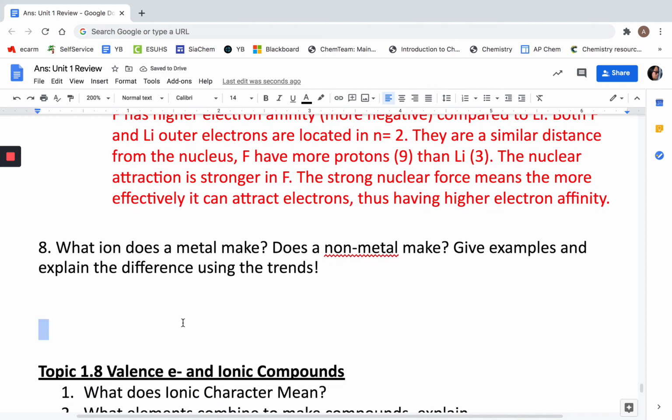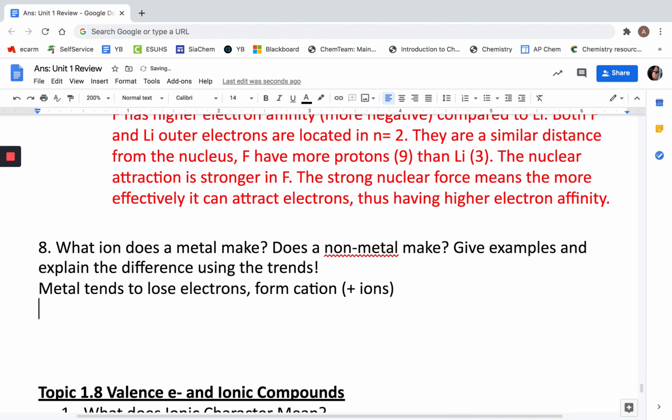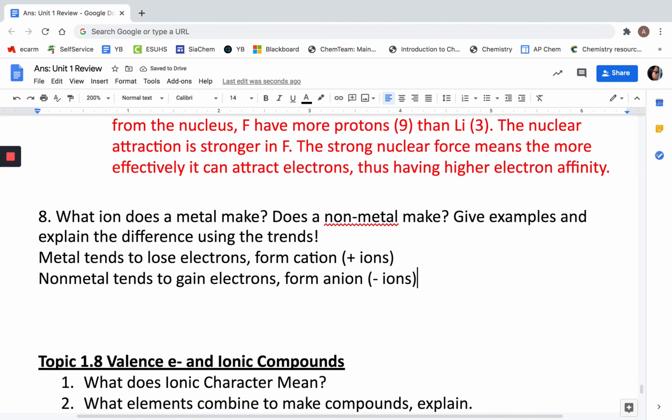What ion does the metal make? Metal tends to lose electron, form cation, positive ion, just in case. Non-metal tends to gain electron, form an ion which is a negative ion. Okay, give example and explain the difference between the trend.